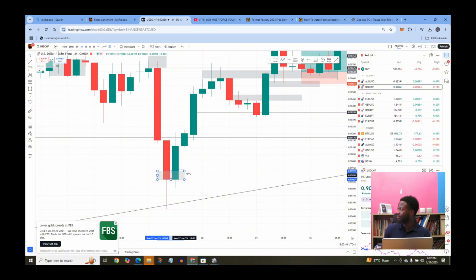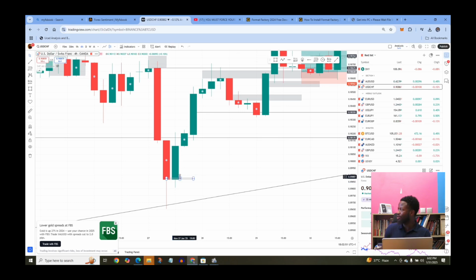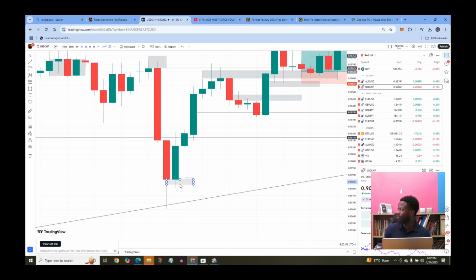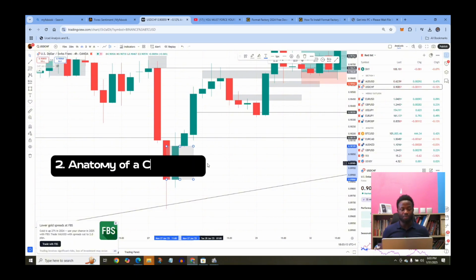You can see that it has its open at the bottom, and of course it went down here but didn't stop there. This is the low of the candle, and then it went all the way up to this high and came back and closed. All right, so that's the open, close, high and low of a candle. Straightforward. Number two is the anatomy of a candlestick.